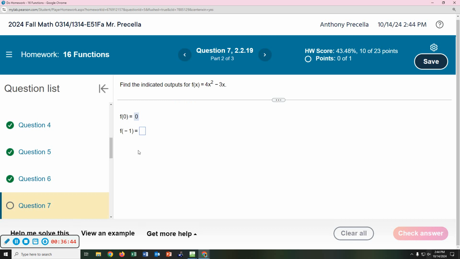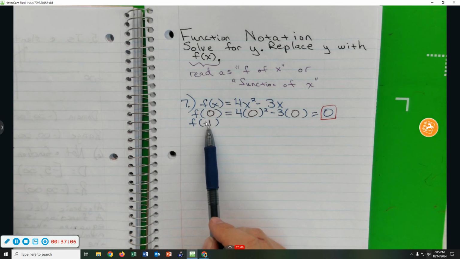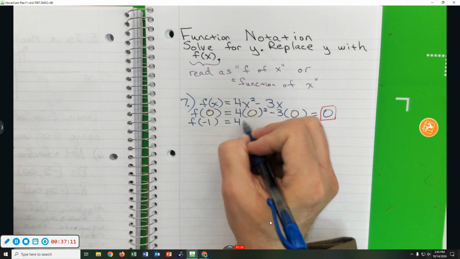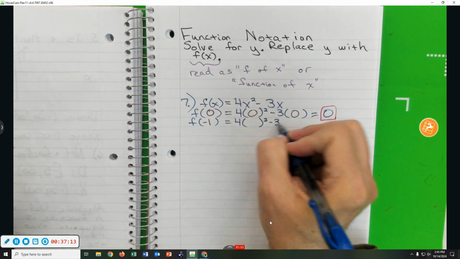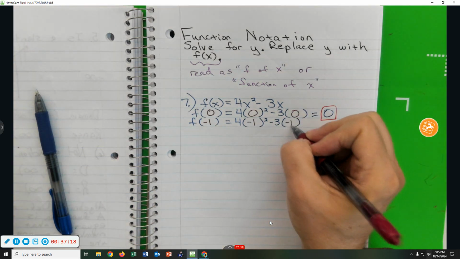Let's see. Now, find f of -1. So what you just said right here is the x value, 0, is assigned the y value of 0. What's the y value that's assigned to the x value, -1? That's what it's asking. So this says go to your function f. Wherever you see a variable, you're going to replace it with -1. So we have a -1 here and a -1 there.